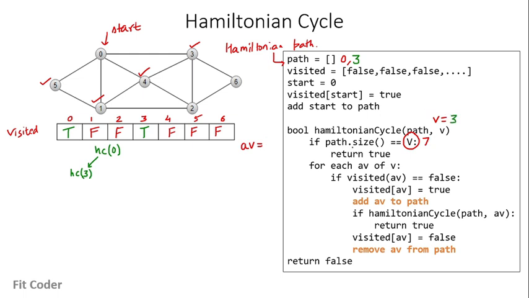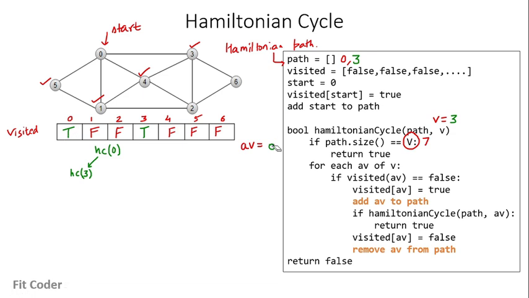Then we again check size of the path array is equal to 7. So that is not the case. We come in this for loop. Adjacent vertices of 3 are 4, 6, 2 and 0. So let's say first we pick 0. So for 0 we check if visited 0 is false, but visited 0 is true here. So we can skip this vertex.